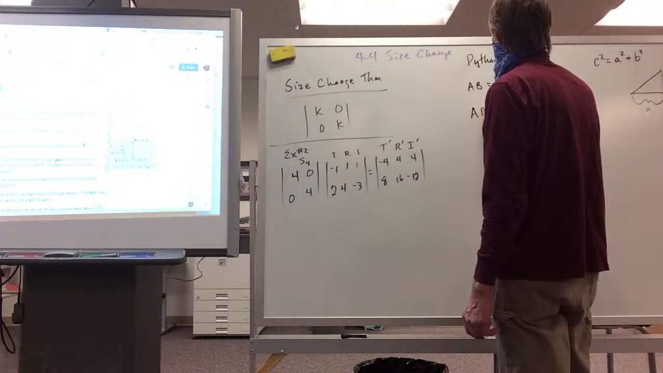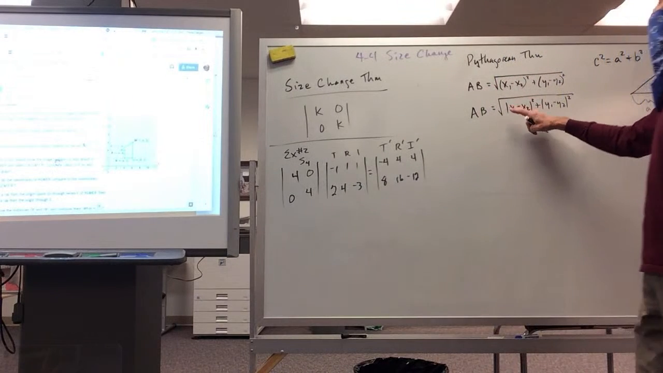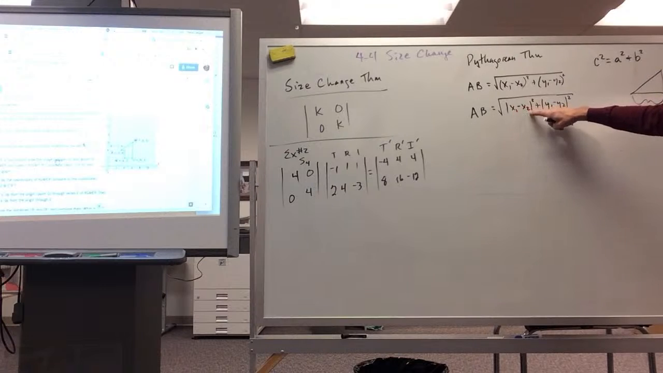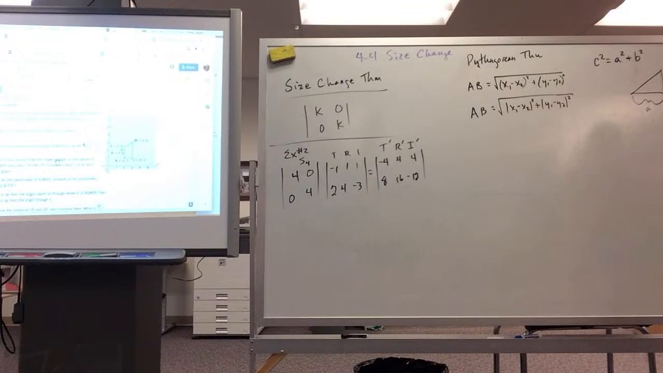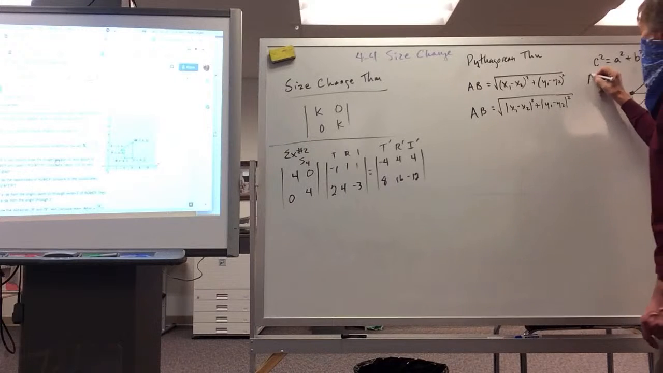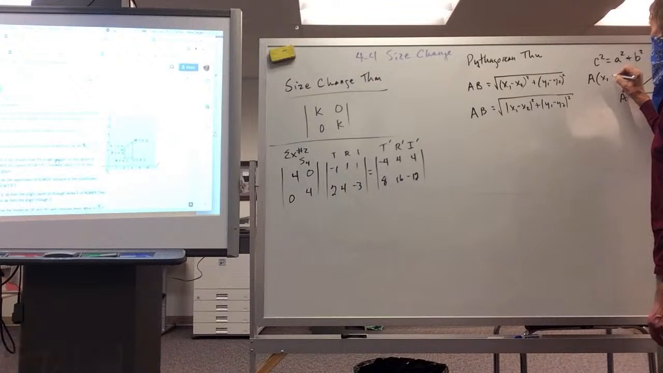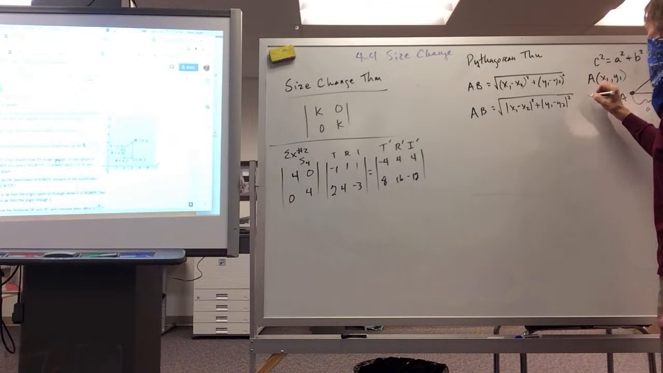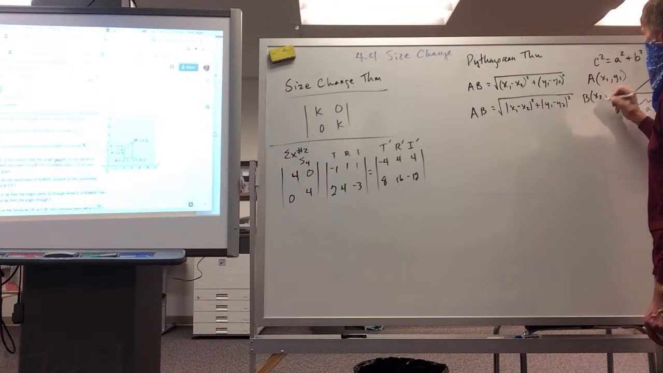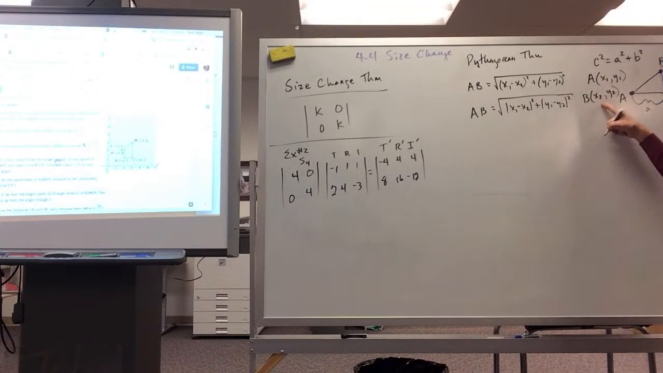So this ends up being like the AX value, and that's the BX value. This is the AY, and this is the BY value. Because what they're doing is saying that these points, A and B, and we're using this to find the hypotenuse length. But these points, A is going to be x sub 1, y sub 1, and point B is x sub 2, y sub 2.